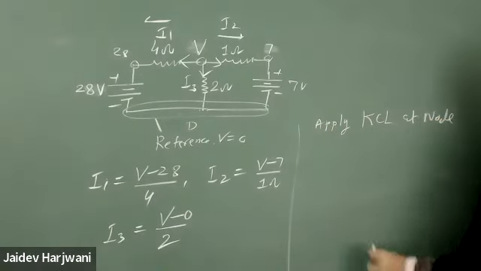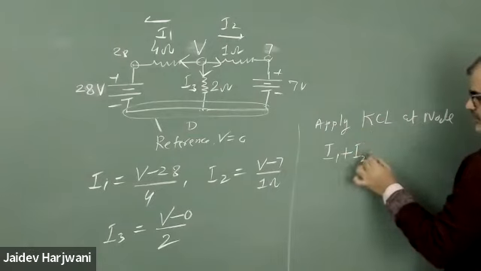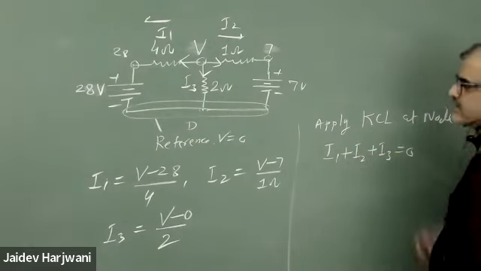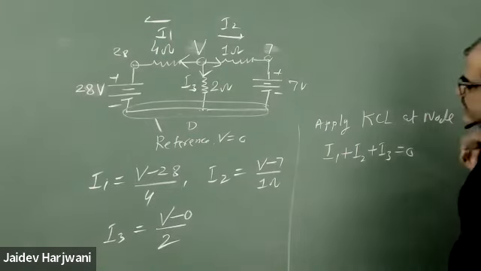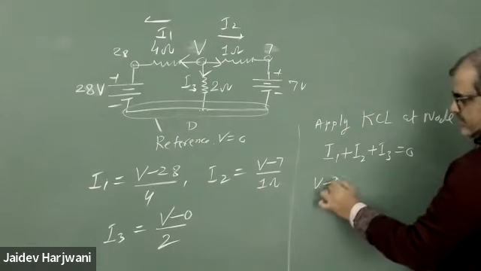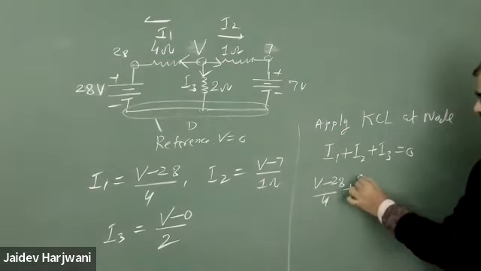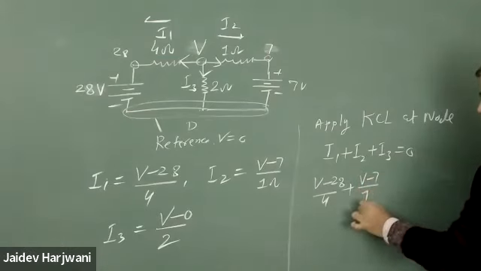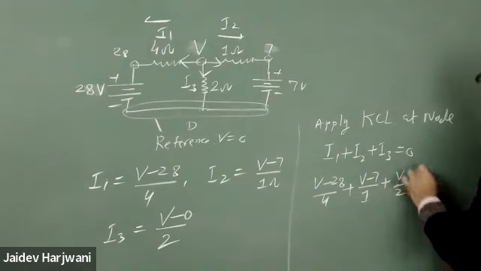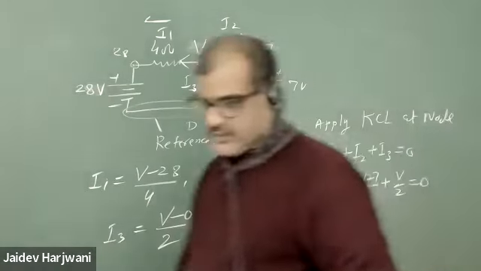Okay. So KCL says the sum of all the currents should be 0. Here we have only outgoing currents, so the sum of outgoing currents should be 0. Now put in the values: (V - 28)/4 + (V - 7)/1 + V/2 = 0. Now just solve it.